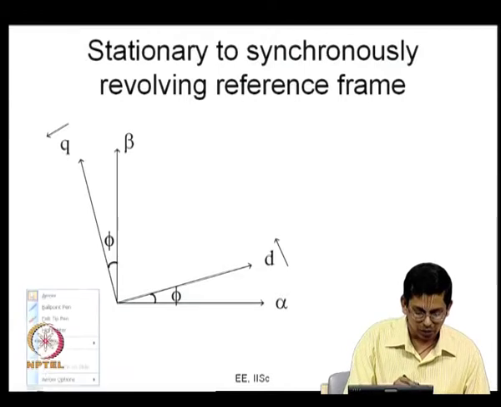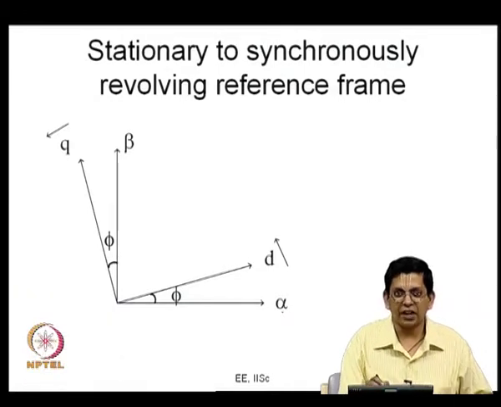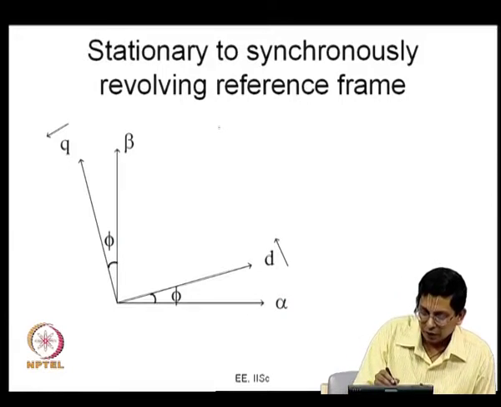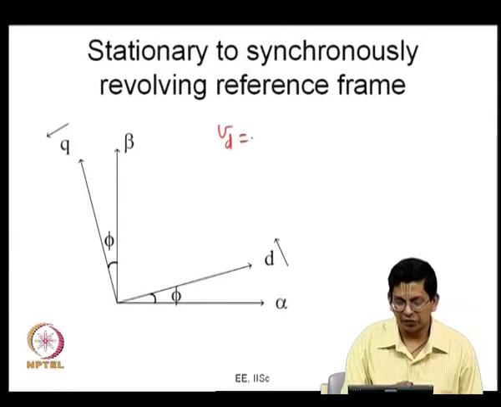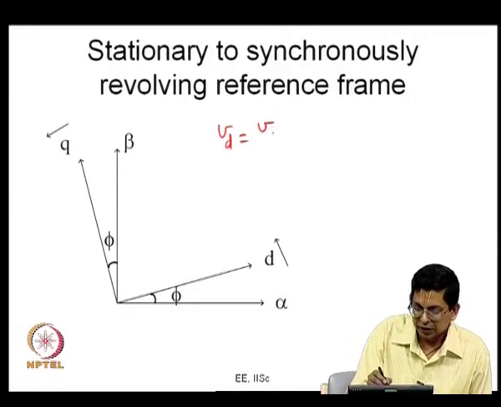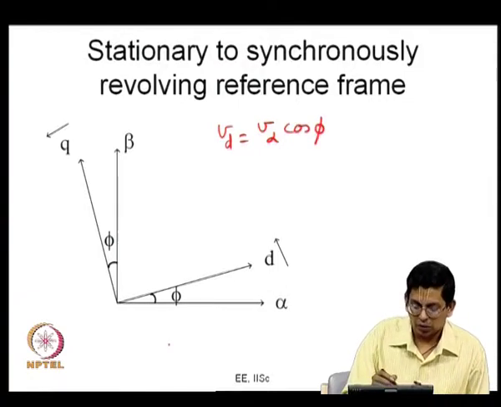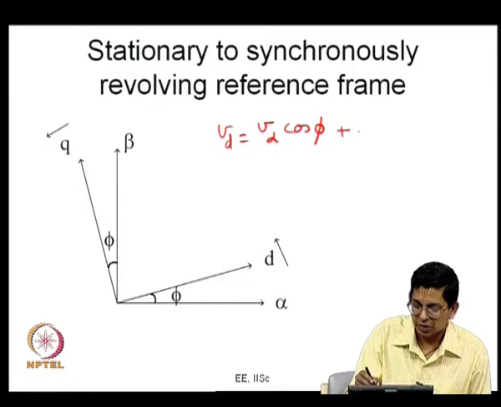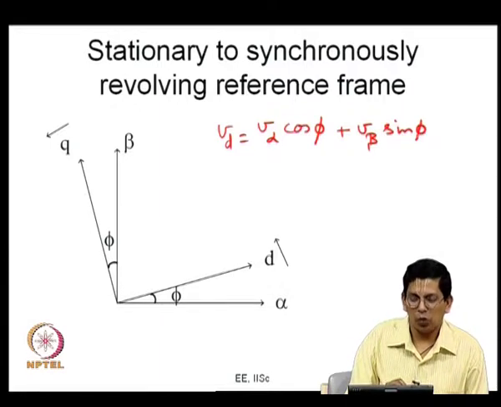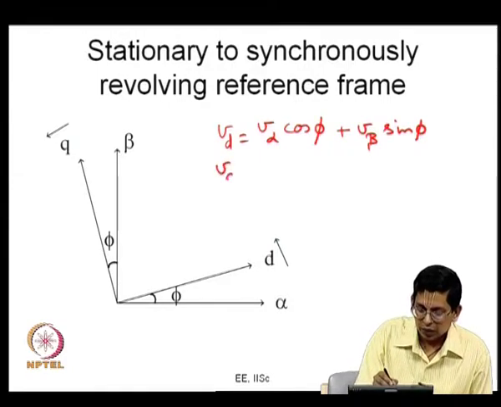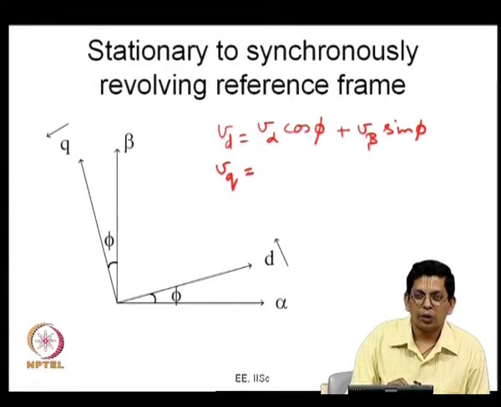Let us say you have V alpha, V beta and you need Vd. Let us say Vd can be written in terms of V alpha and V beta. So, Vd is equal to V alpha times cos phi plus V beta times cos of 90 minus phi, or sin phi. So, if you know V alpha, V beta and the angle phi between the two, you can compute what is Vd.